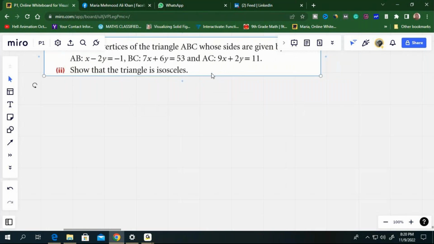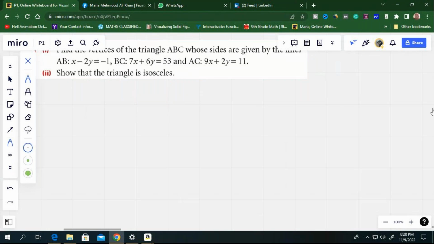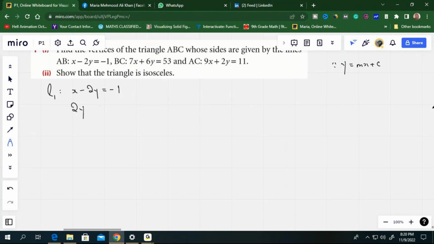We now pick our very first equation. It is representing our line segment AB. The very first equation that I have here is L1, and it is representing my AB line segment. I'm going to transform this equation into the standard linear form, y equals mx plus c, and from there we are going to find the slope and the y-intercept.